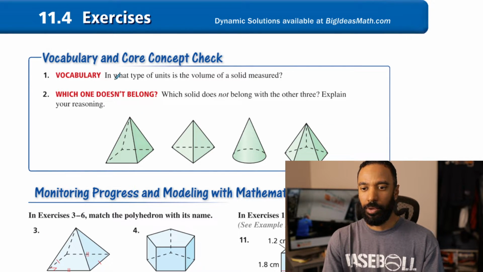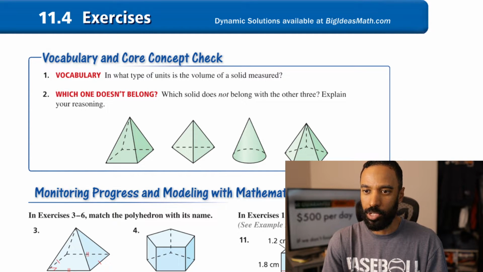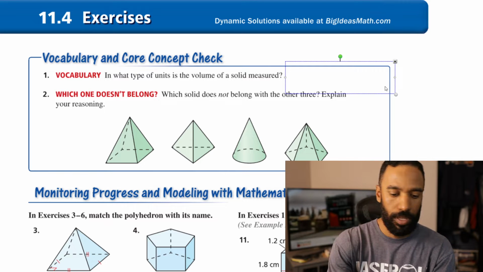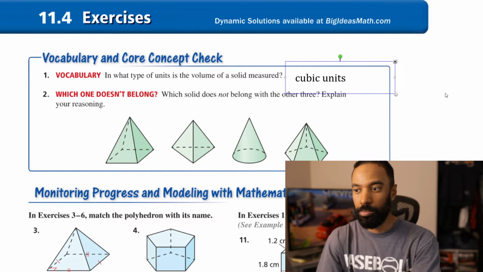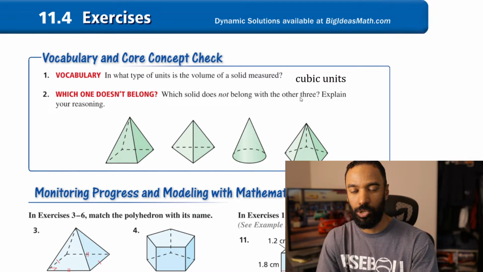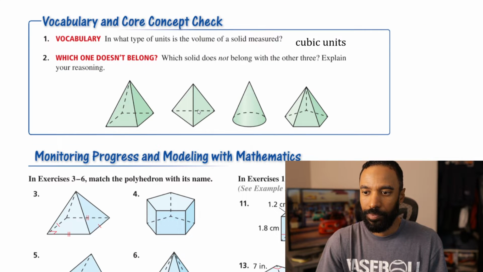Okay, so here we go. Vocabulary and core concept check. In what type of units is the volume of a solid measured? They are cubic units. So you're going to see where it says like feet cubed, meters cubed, centimeters cubed, cubic feet, cubic meters, cubic centimeters, things like that will happen.